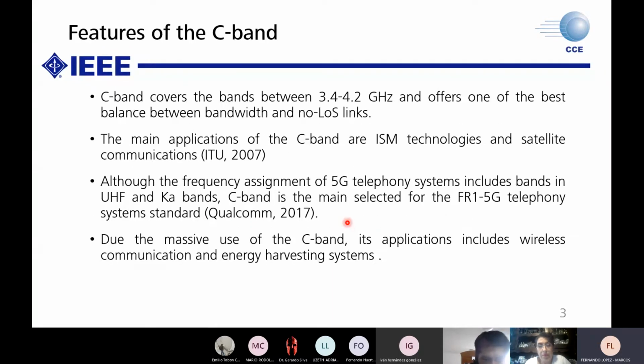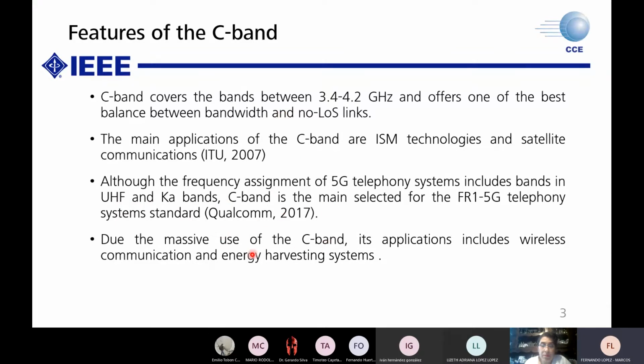The C-band is one of the most important channels in the electromagnetic spectrum. This band covers the frequency range between 3.4 and 4.2 gigahertz, and offers one of the best balances between bandwidth and non-line-of-sight communications. This band was selected to be the main channel for 5G telephony systems. Although many frequencies in the UHF and Ka bands were considered, the C-band was selected as the main one because of this relation between bandwidth and non-line-of-sight.